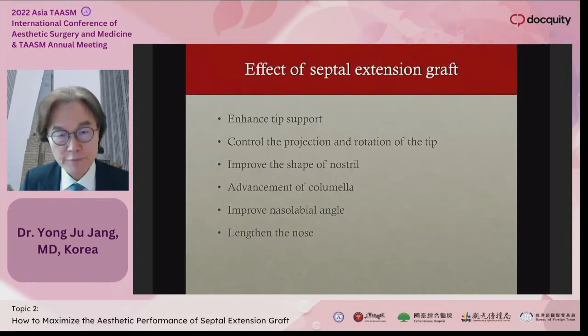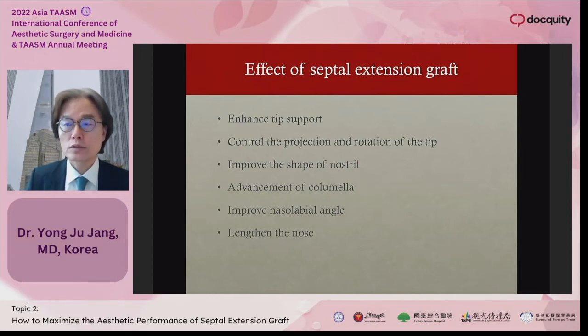So the effect of a septal extension graft can be summarized as follows: it can enhance the tip support, it can control the projection and rotation of the nasal tip, and it can improve the shape of the nostril. You can do many different things: advance the columella, improve the nasolabial angle, and lengthen the nose. So basically you can do all different things in the lower third of the nose.